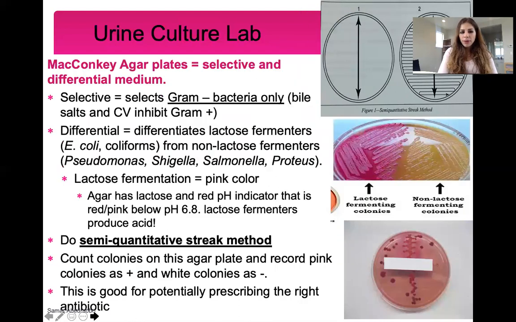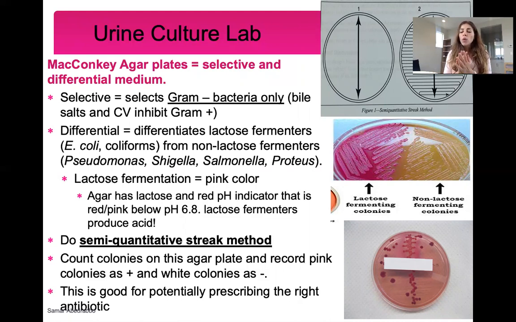And then for the other plate, you're going to do the same thing from the urine sample, but now you're going to take the urine and you're going to do the semi-quantitative streak method on an agar called Kaneki agar plates. Kaneki agar plates are selective and differential medium. It's a media, meaning what you grow your bacteria on.